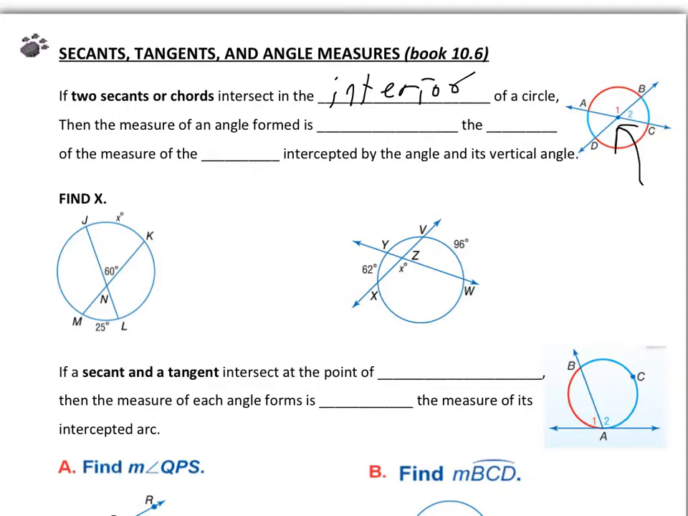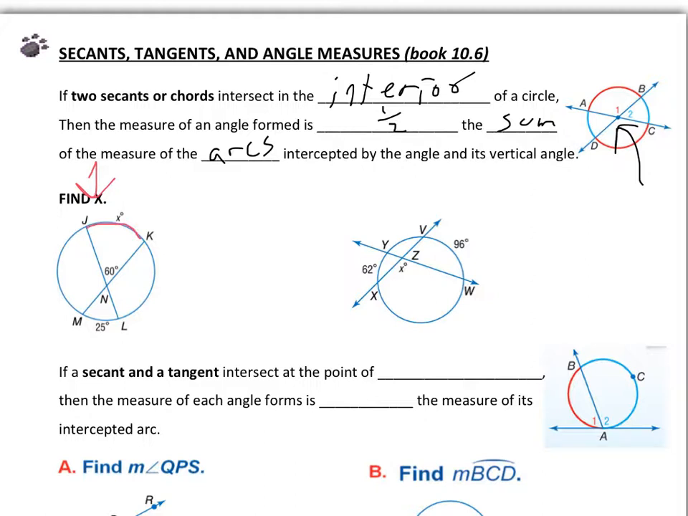See how they intersected inside of the circle? Well, when they intersect inside of the circle, then the measure of the angle is 1/2 the sum of the measures of the arcs intercepted by the angle and its vertical angles. So basically what we're saying is, let's look at this example down here, right below. We're going to find the measure of this arc.